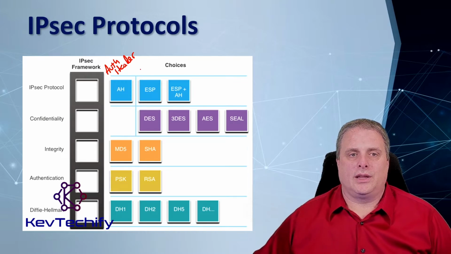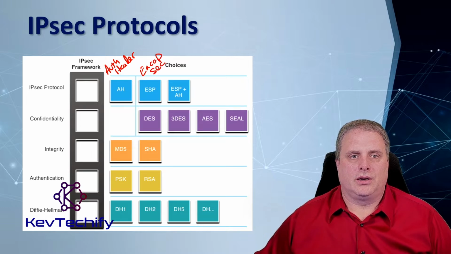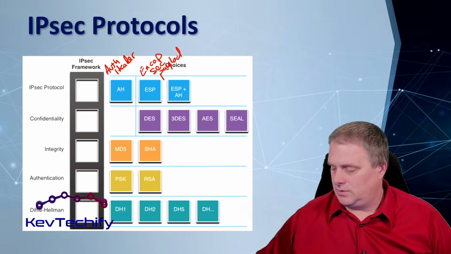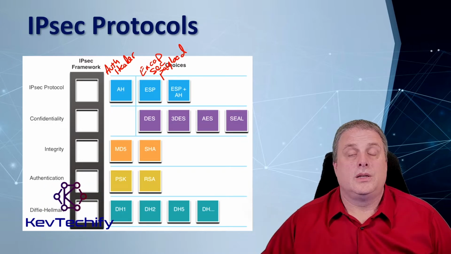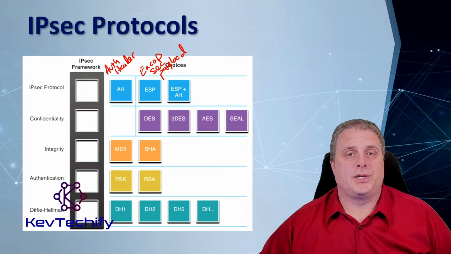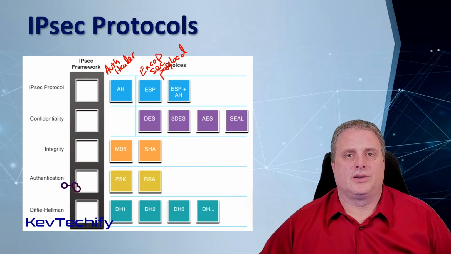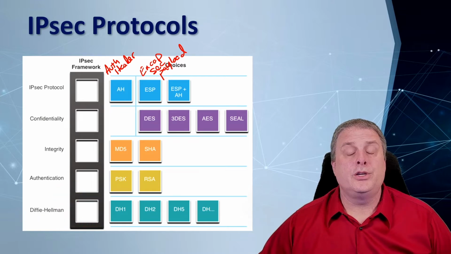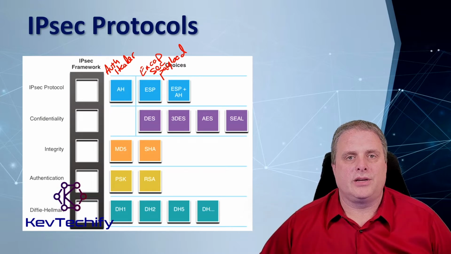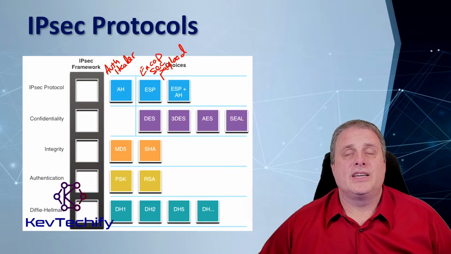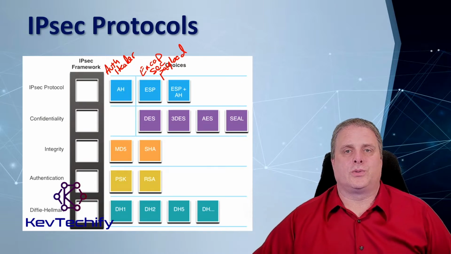ESP, once again encapsulating security payload, does provide confidentiality through encryption, and it can provide some of the same authentication methods, like integrity checks, to be able to verify the integrity of the data. ESP is more prominent because of those reasons.